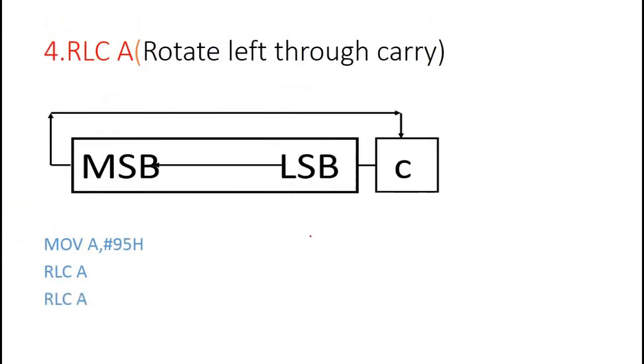And next is rotate left through carry. Right? So here, whatever data bit is present in the MSB will be shifted to the carry flag, and whatever is in the carry flag will be shifted to the LSB. Right? So first we write the bits D7, D6, D5, D4, D3, D2, D1, D0, and the carry flag. We assume that in the carry flag we have 1. Okay. 95H is represented as 1001 0101.